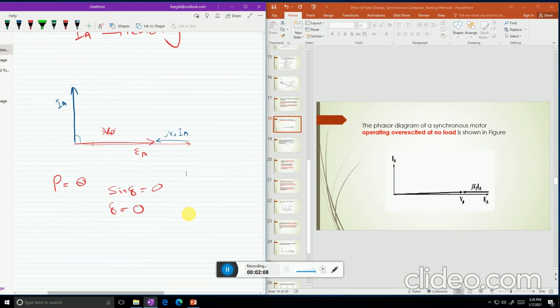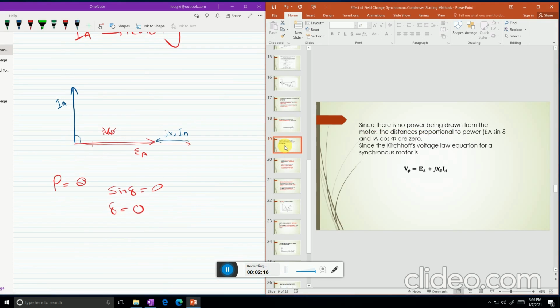Like these synchronous motors are used to improve the power factor of the system and connected to the system at no load. Since there is no power being drawn from the motor, the distances proportional to power, EA sine delta and IA cos theta, are 0. This distance is 0 because no power is delivered, and just a very small power is used to overcome the losses.